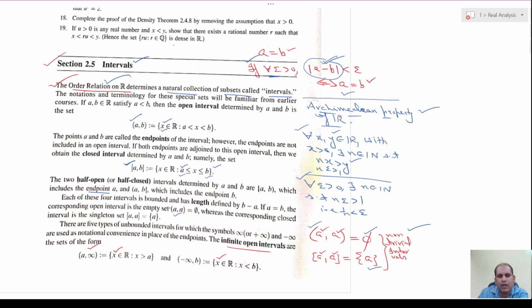The length of an interval is given by b minus a. If a equals b, then in that case we will denote the open interval (a, a) as the empty set phi. This is the notation we are taking for the length of the interval (a, b), and that is equal to b minus a. The length of a point is always 0. So the length of an open interval, as well as a closed or semi-closed interval with endpoints a and b, is b minus a.